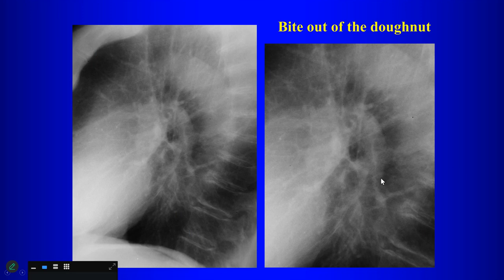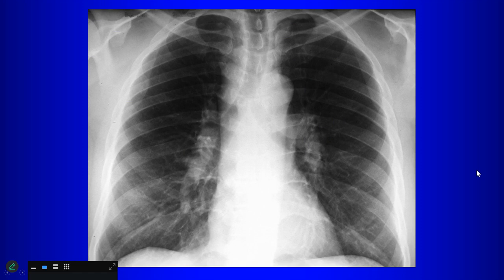Sometimes the vessels are prominent, right, going around the left upper lobe bronchus, and you get what looks like a donut or a bagel with a bite out of it. The bite is the infrahilar window. That's a normal finding. Okay? You should not see donuts, right? If you see donuts or bagels on the lateral view, that's a problem. Usually means you have subcarinal lymphadenopathy.